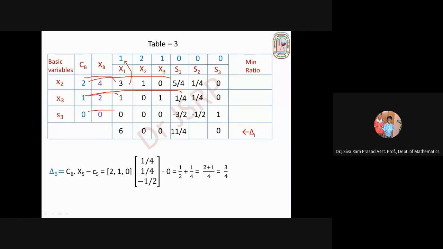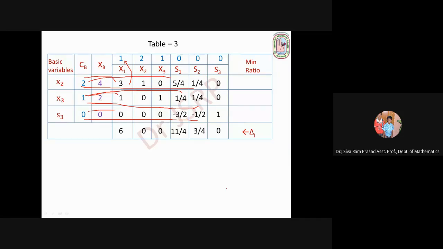So yes, delta 5 value. Same: 2 into 1 by 4 plus 1 into 1 by 4 plus 0 into minus 1 by 2, minus this value 0. So that is 3 by 4. Objective function value: 2 into 4 plus 1 into 2 plus 0 into 0. That is 8 plus 2, 10. Objective function value is 10.